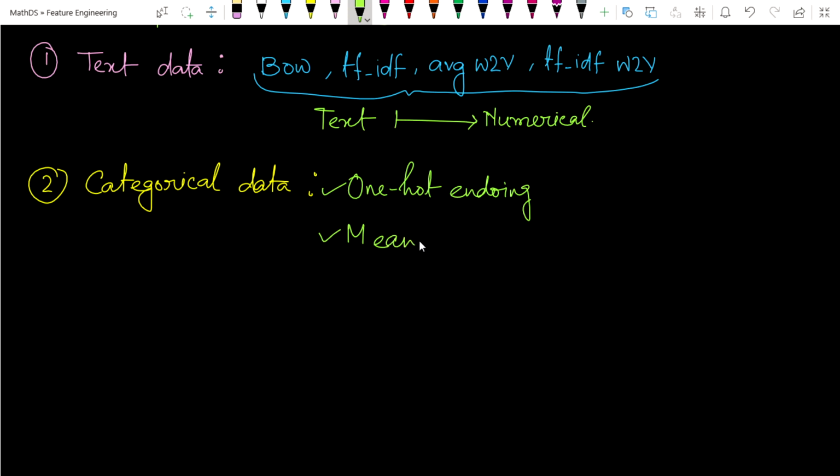Another thing is the mean response rate. The third one is domain specific, which means it depends on the domain in which we have to use it. We have to use these kinds of featurizations for categorical data. We will see these things when we handle categorical data, and then we will see how to convert categories into a vector format.